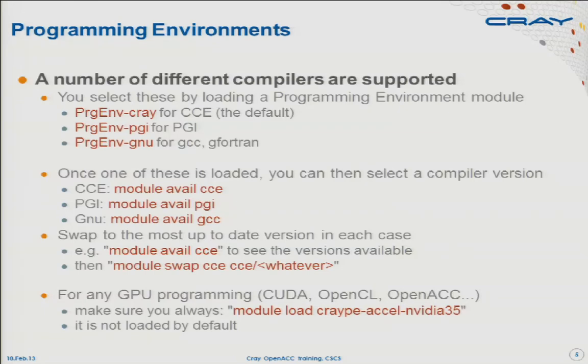In order to choose your compiler, the way that's done on the Cray systems is you have a programming environment module, and you load one of these three to decide which compiler suite you're going to have access to. So for these exercises, we're going to use the Cray programming environment. PGI also support OpenACC, but I haven't tested the exercises with the PGI compiler, and so I really would prefer if people used the Cray one for now.